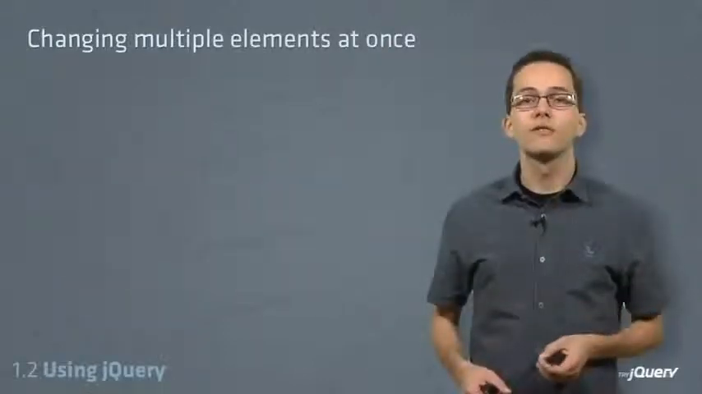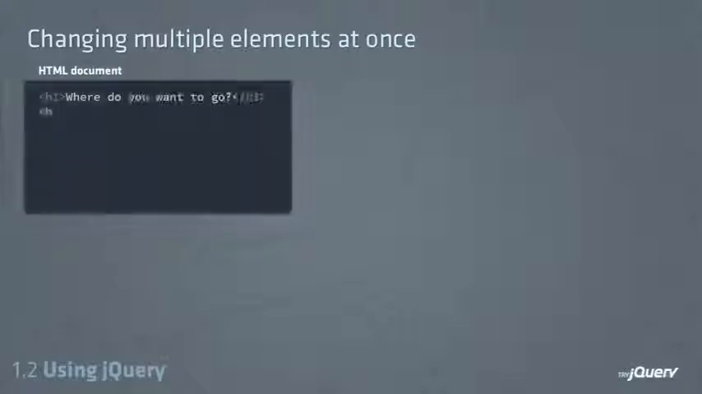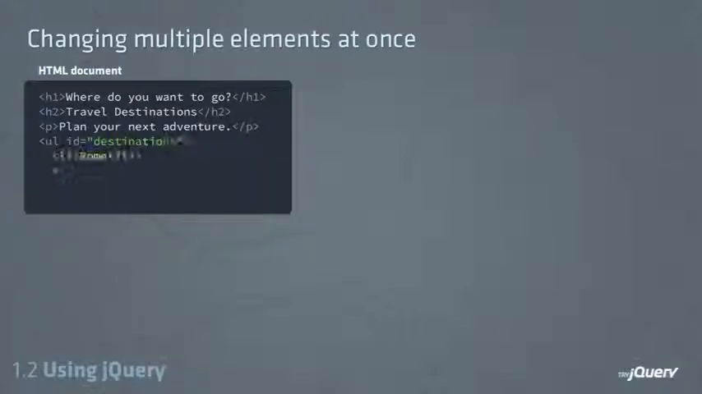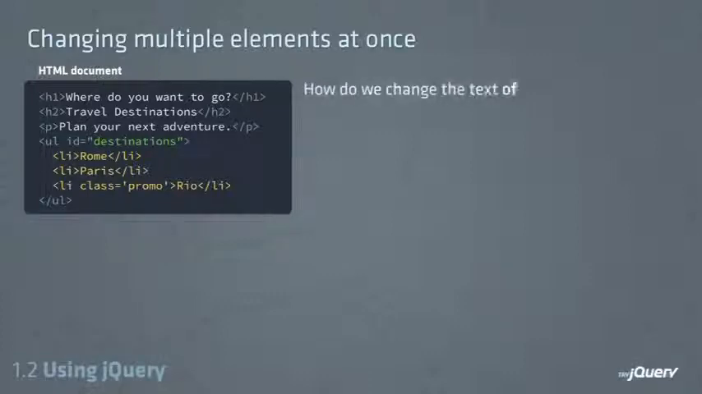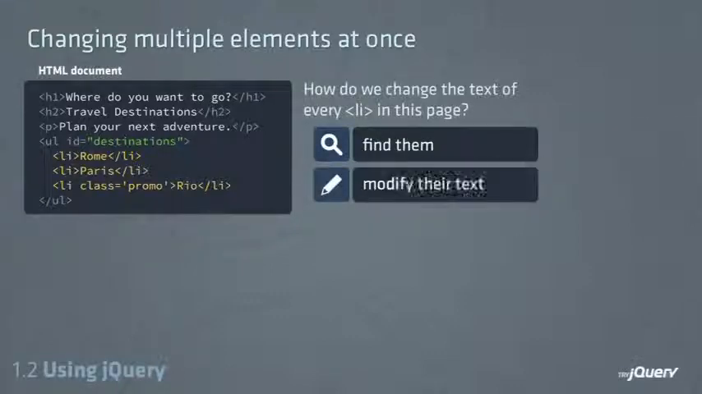In this section, let's look at a few more ways we can find elements in the DOM. So here's some new HTML. You can see it has a UL or unordered list of different travel destinations. How might we change the text of every LI on this web page? Well, first we need to find all of them, and then we need to modify their text.